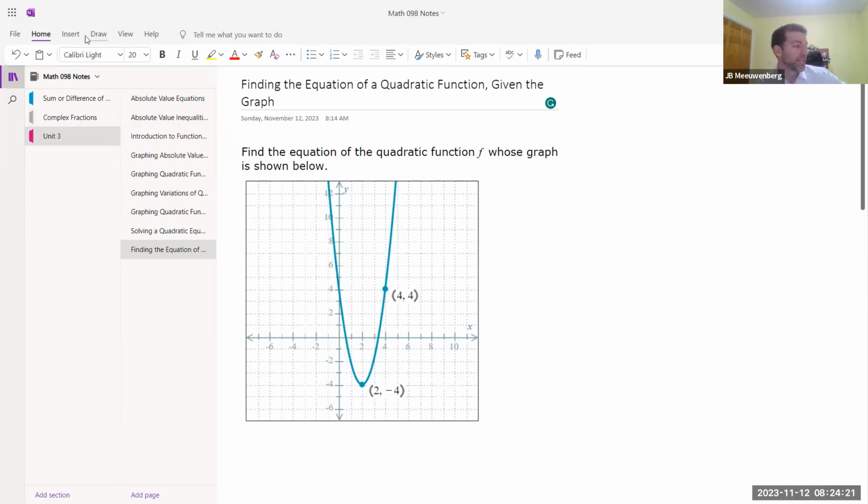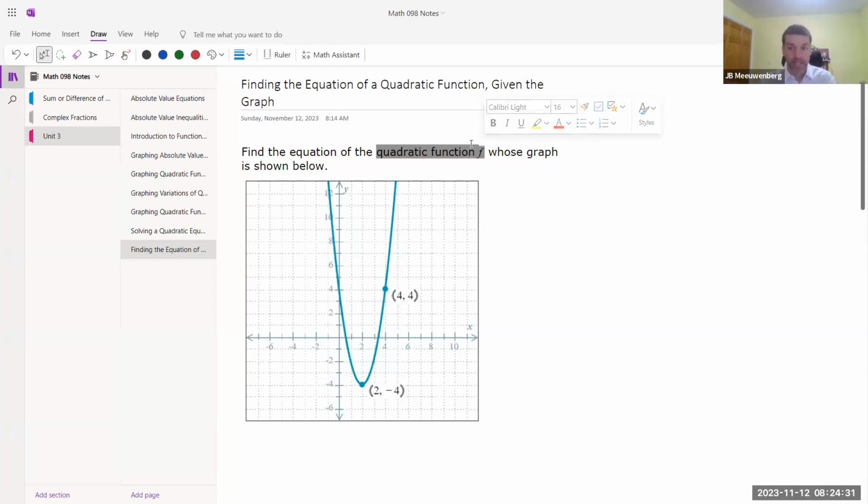So what you see here is an example. Find the equation of the quadratic function f. So that's going to be the name of our function. It's going to be stated as f of x equals, whose graph is shown below. So what you'll notice here is that you're given 2 points. You've got the whole graph, which has lots of points on it, but 2 of them are specifically pointed out to you. The first is the vertex.